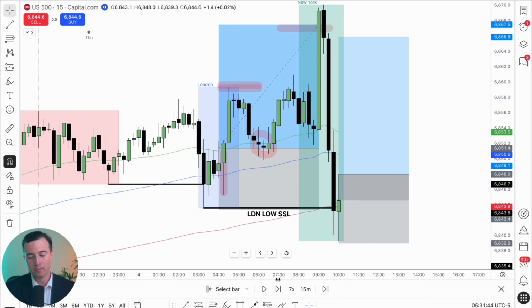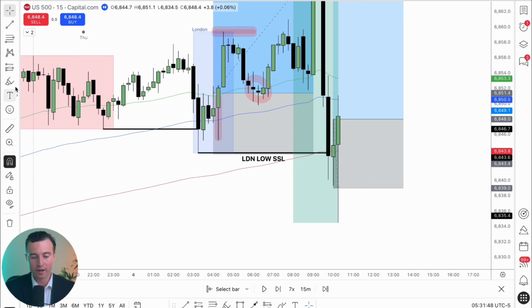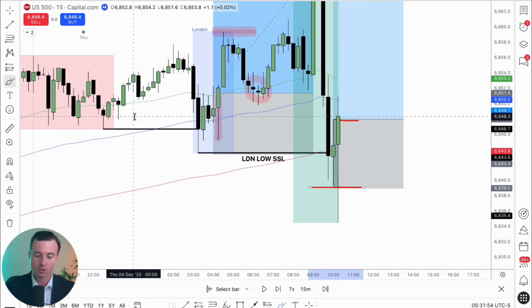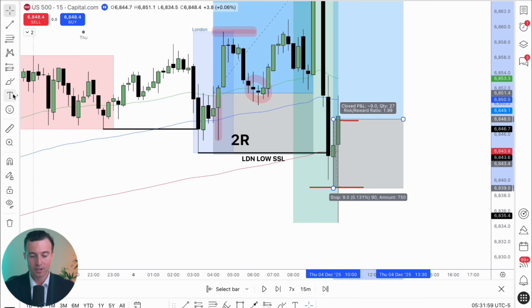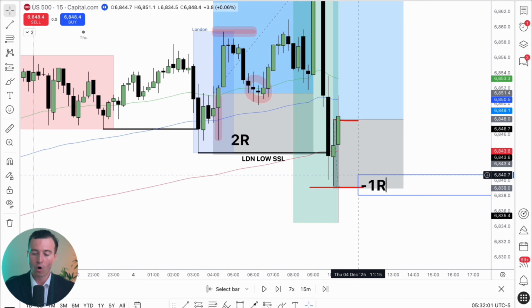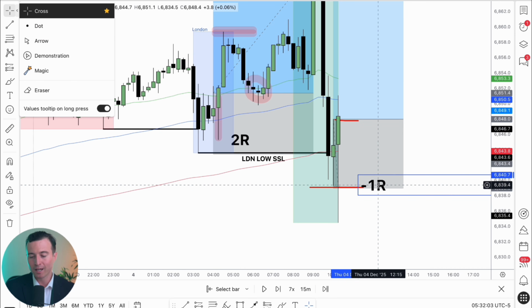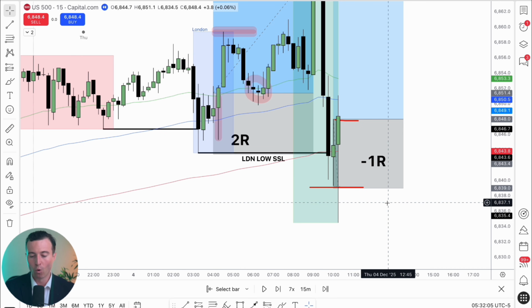And so I remember being tagged in this trade as well. And what it actually did was it broke the high first. So it tagged you in and then it stopped you out. So you had 2R here and then you had a -1R right here. And so you would have ended the day plus 1R.